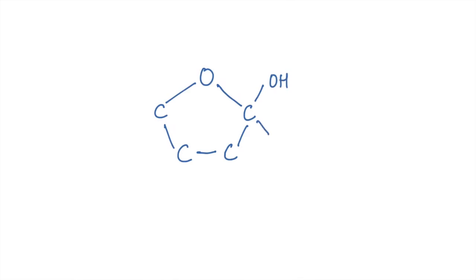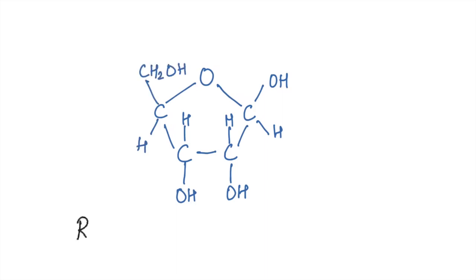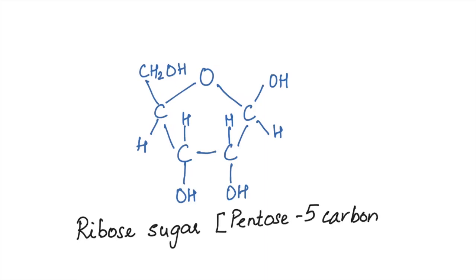Let's now start with the molecular structure of ribose. Now, ribose is also a monosaccharide like the glucose, but it has only 5 carbon atoms, so it is a pentose sugar. Now here the 4 carbon atoms are inside the ring, whereas the 5th one is arranged outside the ring. So this is the structure of a ribose sugar.